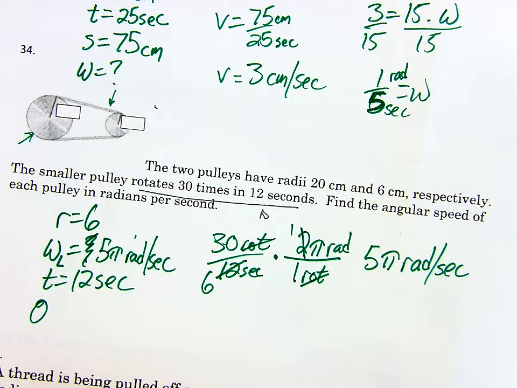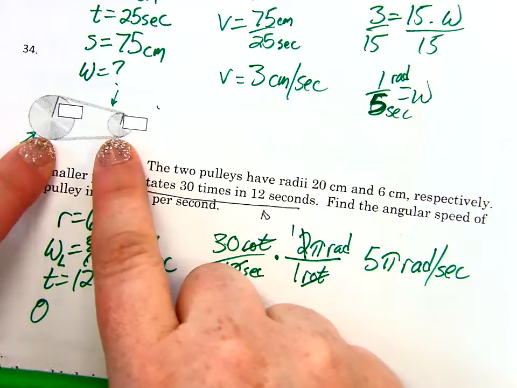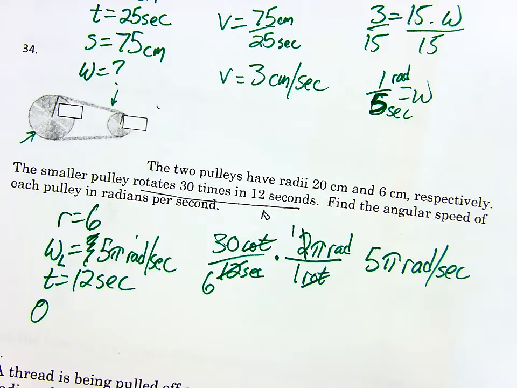Once I know the linear speed of the belt, then I can find out how fast the big wheel's spinning. For the big wheel, they didn't tell me how many times it rotates in that same 12 seconds. If they gave me that, then I'd pretty much be done. But I don't know how many times it's spinning around. So what joins these together is that belt. I can figure out the speed of the belt, and then I can go from there.